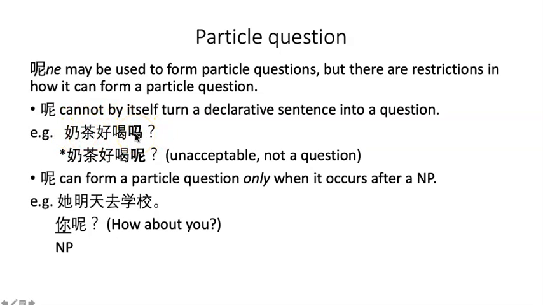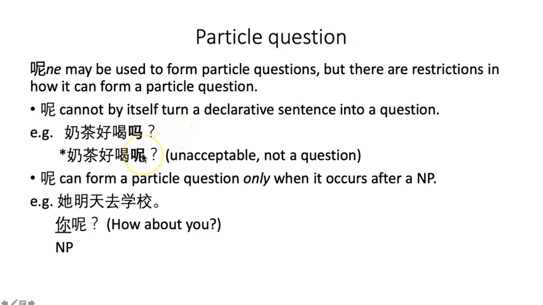Adding 吗 makes that a question, turns that into a particle question as we discussed earlier. 奶茶好喝吗? Is the milk tea good? Does the milk tea taste good? So 奶茶好喝吗? That's a particle question because 吗 turns the previous, originally a declarative sentence 奶茶好喝 into a question asking about whether the milk tea tastes good or not. So 吗, as we said earlier, is a question particle forming the particle question.